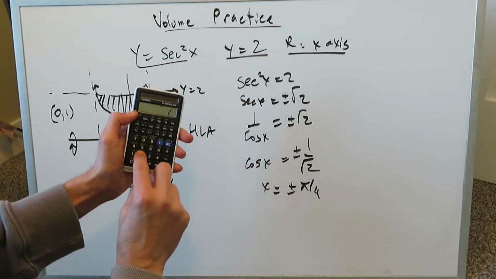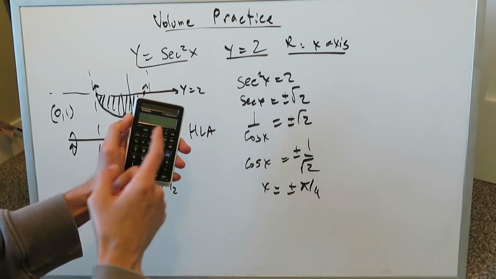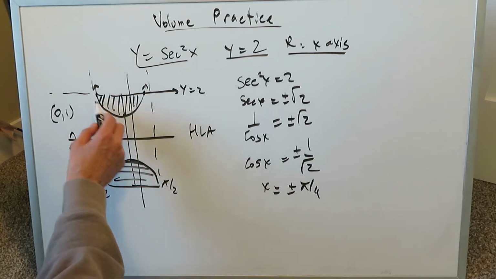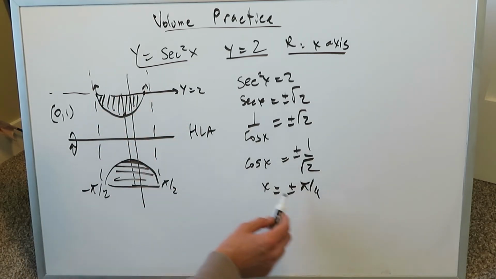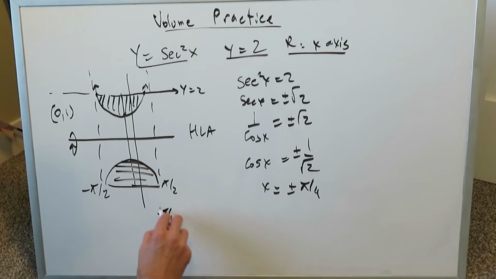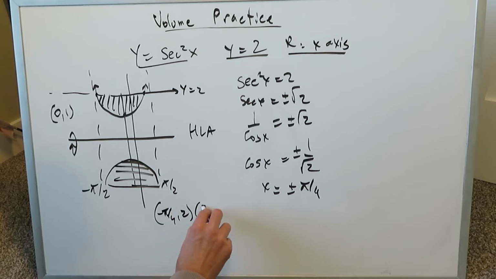You can do 1 divided by root of 2 inverse cosine and you get 45 degrees. But cosine and secant are both even functions, symmetric about the y-axis. So if there's a positive pi over 4, then there must be a minus pi over 4. Your intersection points are minus pi over 4 comma 2 and positive pi over 4 comma 2, and these right here are your intervals. You can look at your a and b intervals for the integral.